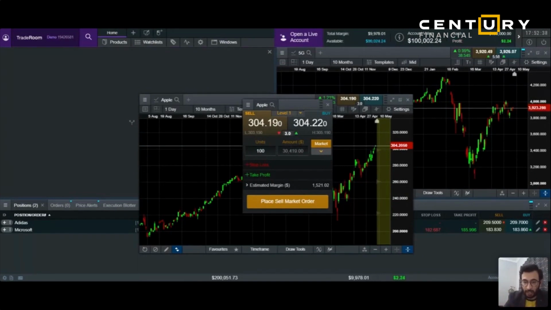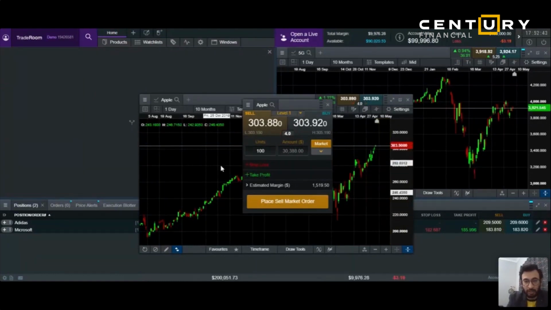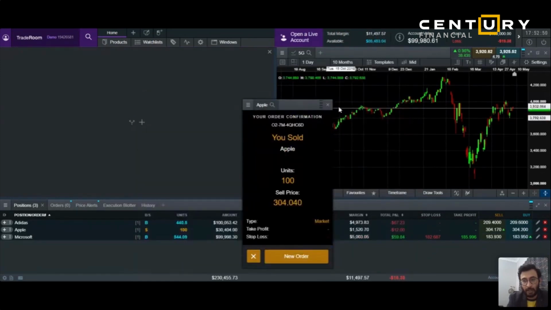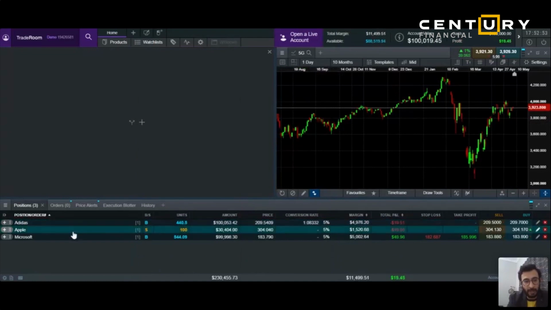So if you borrow shares from me and you sell in the market, you will get money, right? Now I'm doing exactly the same thing. I'm borrowing this from my broker, selling 100 shares at 303. I place the order, it gets executed, and now I can see Adidas buy, Microsoft buy, but Apple sell. What does it mean, Apple sell? I have borrowed 100 shares of Apple from my broker and I have sold it live at 303. Imagine if you sell something, you get $303, right? If you're selling Apple shares at 303, you are getting 303 per share in your account.